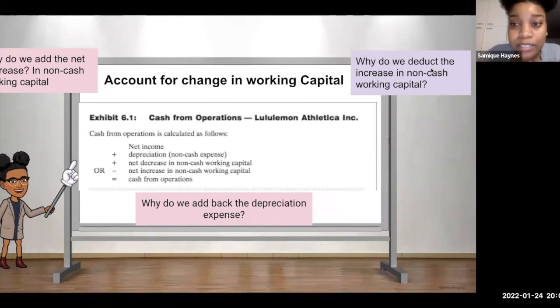So the first thing we do to get that net income figure close to cash is that we add back any non-cash expense. Anything that has nothing to do with cash, we're going to add it back. Depreciation is one of those things that we deducted in our income statement to arrive at our net income. So in our cash flow statement, we add back the depreciation. Does that help? Is that a little bit clearer?